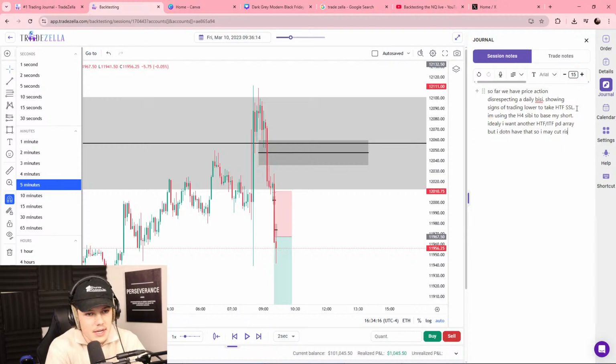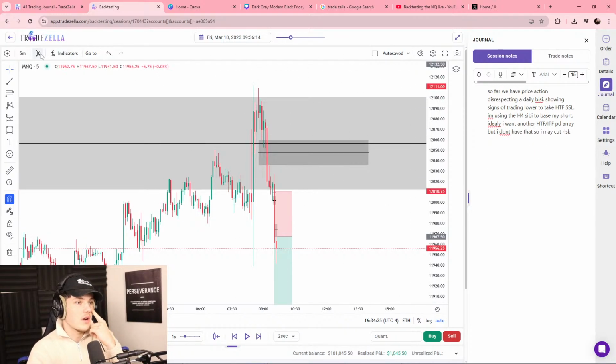Now this is a 100K account, so let's just say I'm risking $1,000 per trade. I'm going to cut risk to not 50%, because it's still a decent trade, decent draw on liquidity, but to $750 instead of $1,000. I discounted on the VIPs. There was a discount, but I'm thinking of doing another discount coming up.